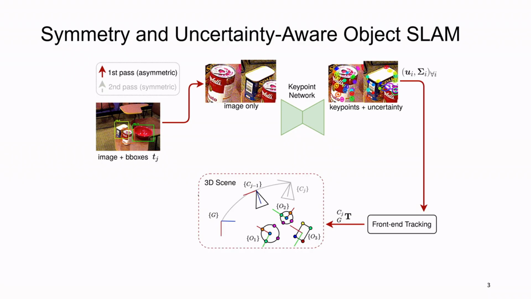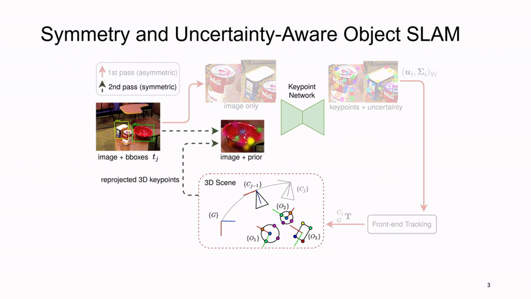The key points u and uncertainty sigma are sent to a front-end tracking module which estimates the current camera pose and inserts it accordingly into the 3D scene. Now with the current camera pose, we reproject 3D key points for symmetric objects into the current image in order to create prior key points, as you can see here.